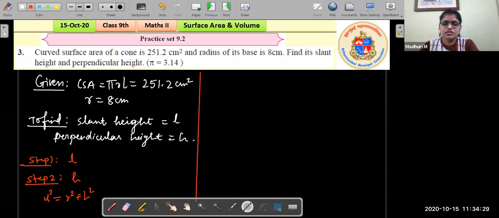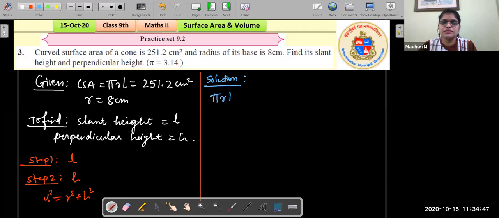So let us begin with the solution. I hope all of you are solving it with me, right, students? So the solution, we start with the CSA, whatever is given, start with that. So we know the CSA of a cone is pi R L, and that equals 251.2 in this case. So let us substitute the values. We are given pi equals 3.14, radius is 8, and we don't know what is L, so keep L as it is, that equals 251.2.